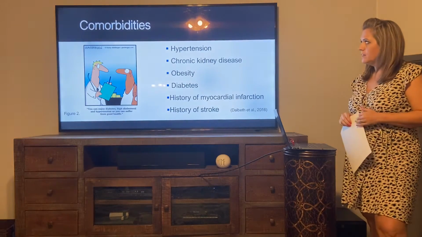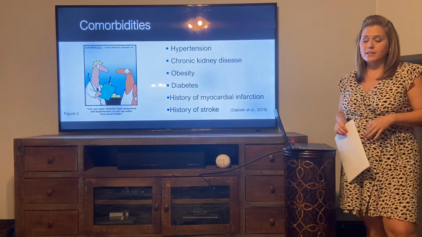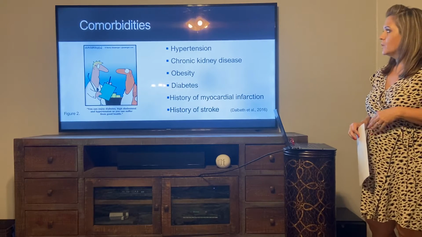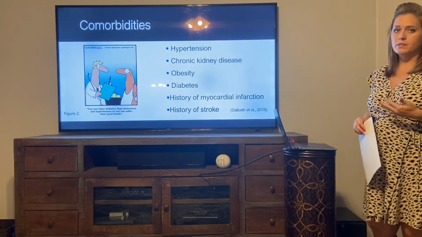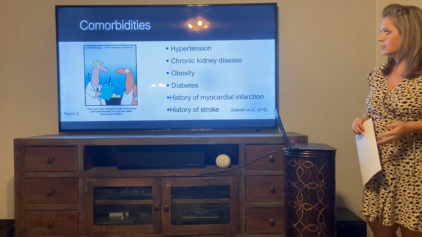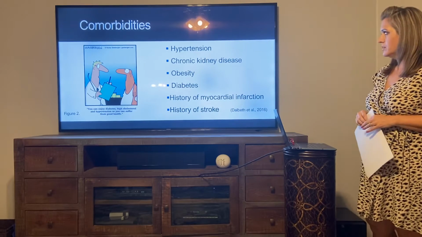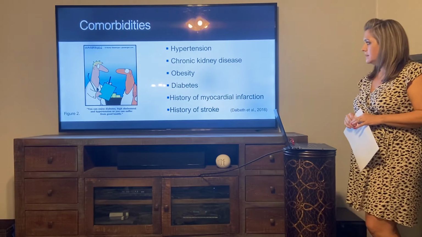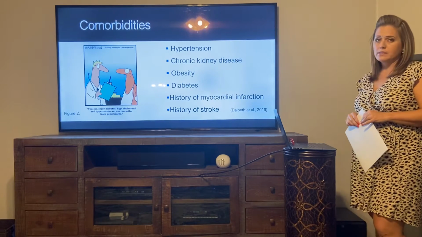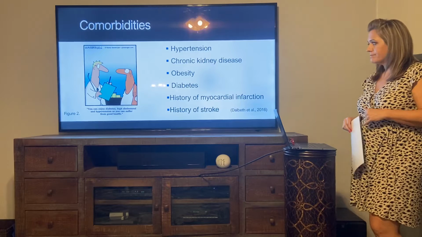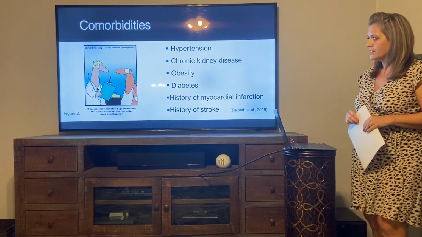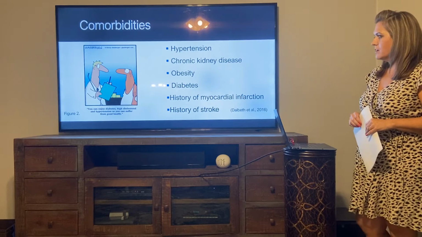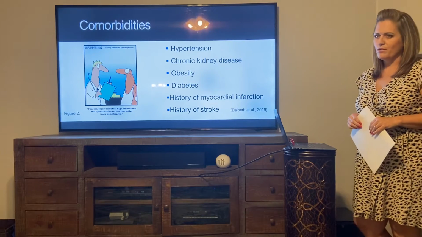Some comorbidities, or other diseases or disease processes that could be going on at the same time or contribute to having gout, would include high blood pressure, chronic kidney disease, obesity, diabetes, history of heart attack, and history of stroke. I have a little funny here, and it just says you can enjoy diabetes, high cholesterol, and high blood pressure, or you can suffer from good health.